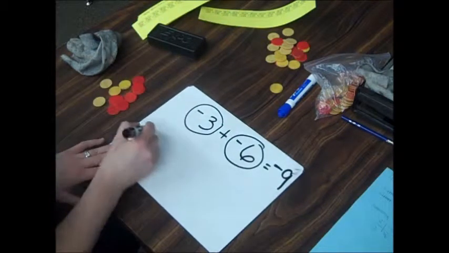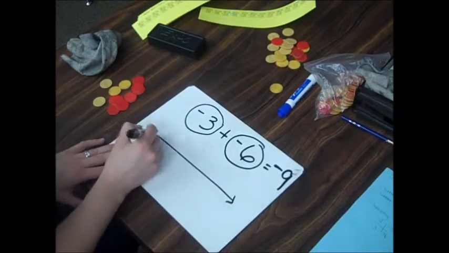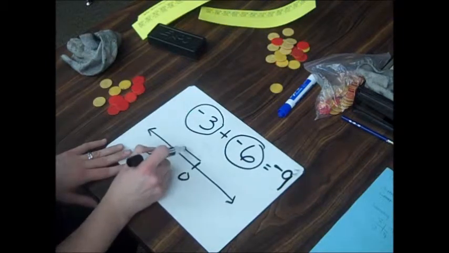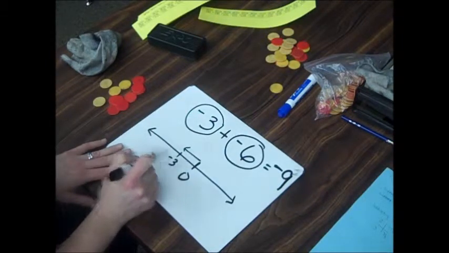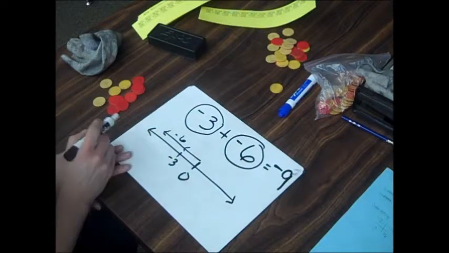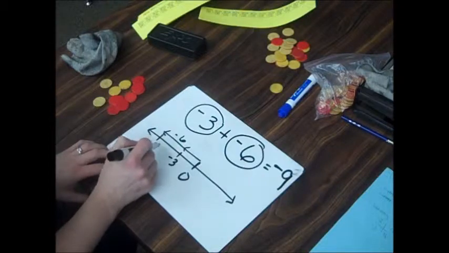With a number line, again, we're going to start at 0. Negative 3 tells us to move to the left 3 places, and then again to the left 6 spaces, placing me at negative 9.